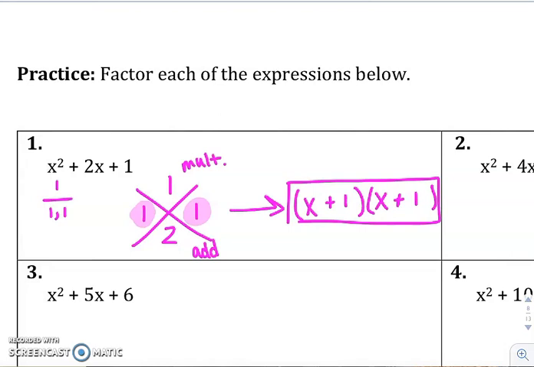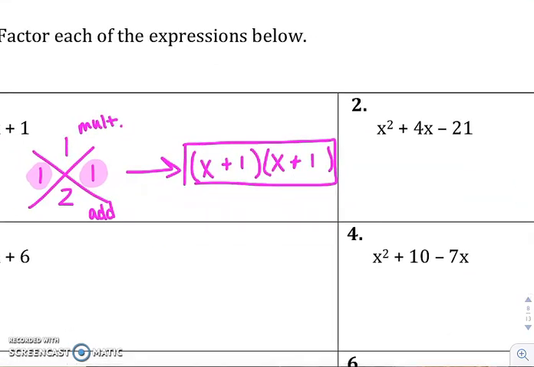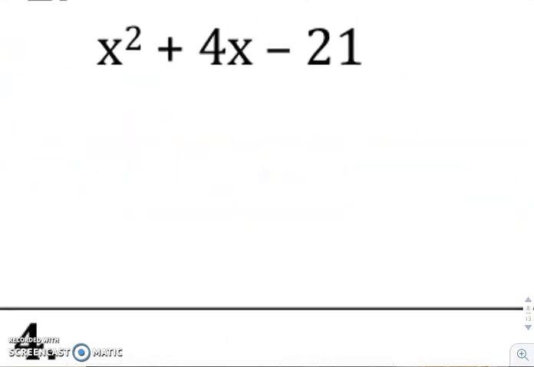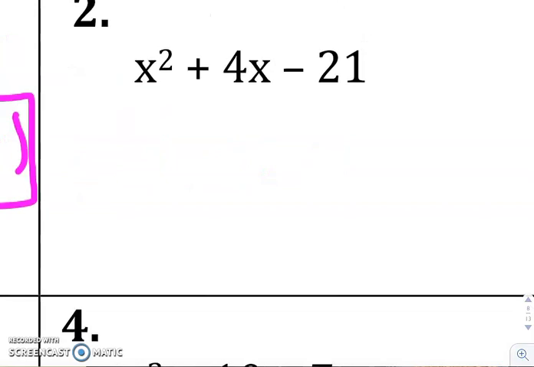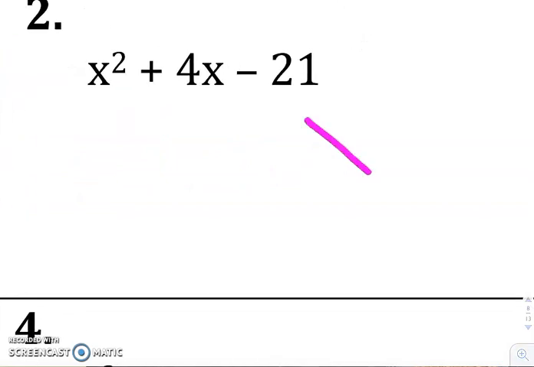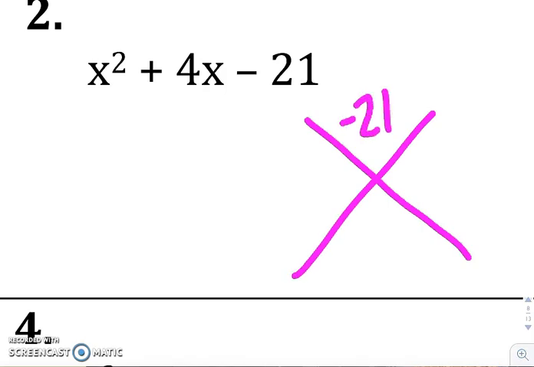So that's the factored form of x squared plus 2x plus 1. Again, the reason we're factoring this is because we will eventually use those factors to solve your equation. So let's take a look at number 2. x squared plus 4x minus 21. So what is multiplying to get us negative 21, but adding to get us 4?